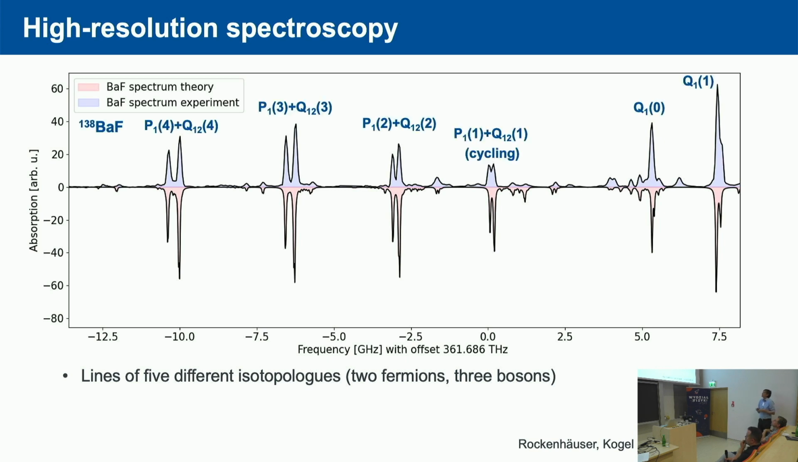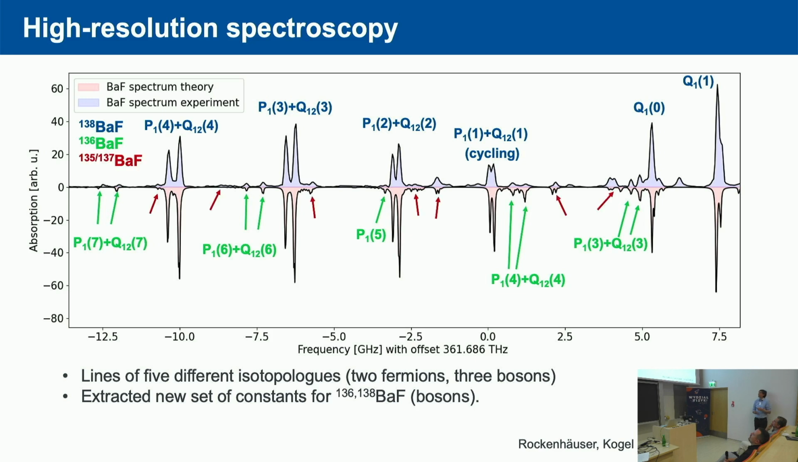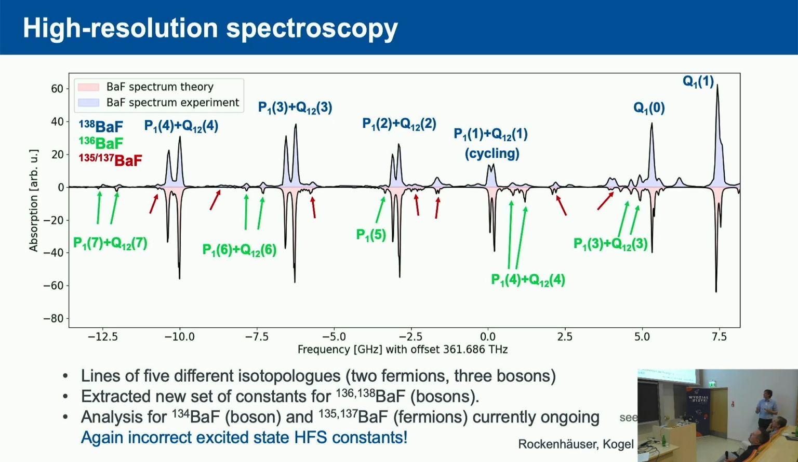So these big peaks here, that's the 138, the most abundant one. This is the laser cooling transition here. There's 136, which you can also still see in a very straightforward way. So we were able to extract new sets of constants for all of this. And then there's also these odd isotopologues, which you see don't really fit here very well. And the analysis for this is still ongoing.